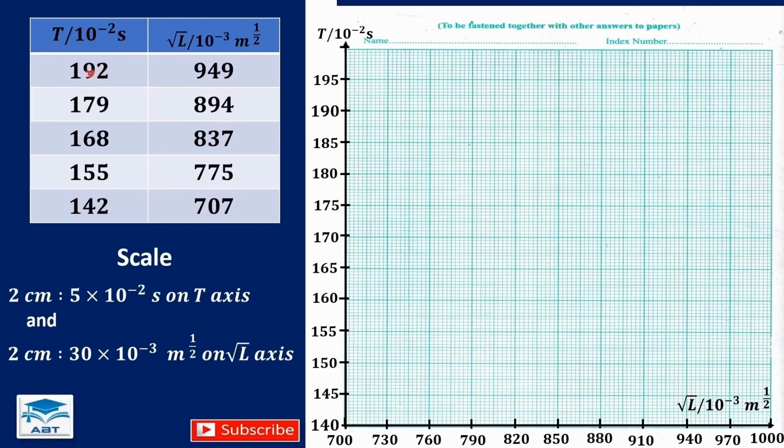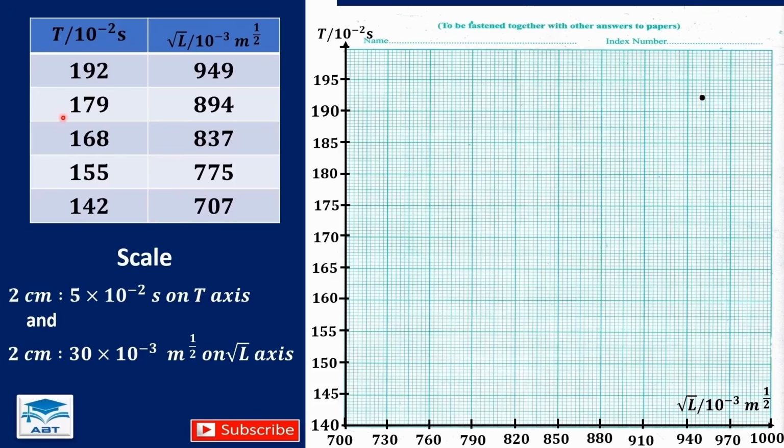The first point we have 192 on the vertical axis. This is 190 and 2 boxes is equal to 1. So we count 4 more boxes after 190. And 949, this is 940. 1 box is 3. So 943, 946, 949. So 940 plus 3 more boxes. And they are going to meet here.